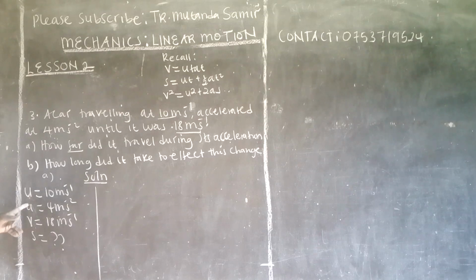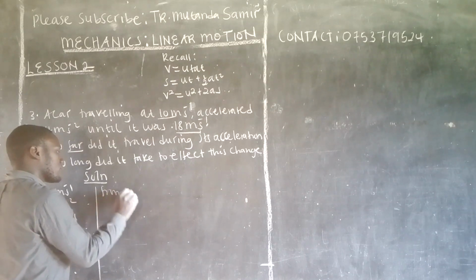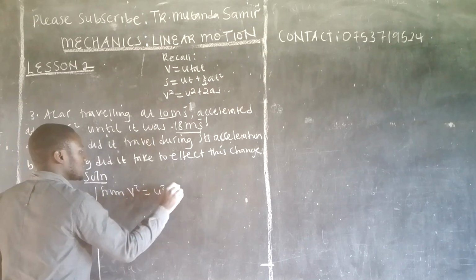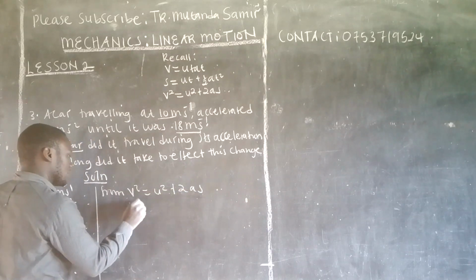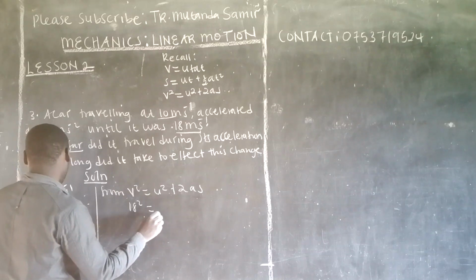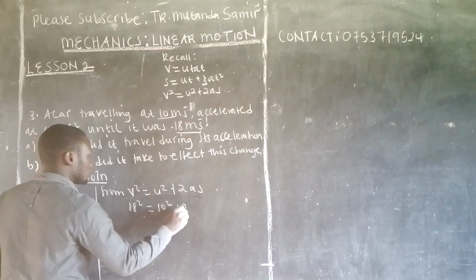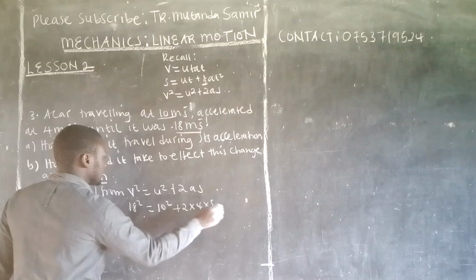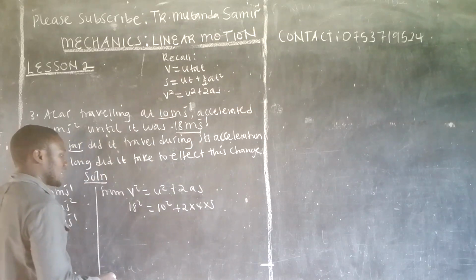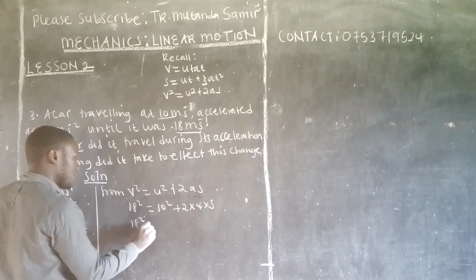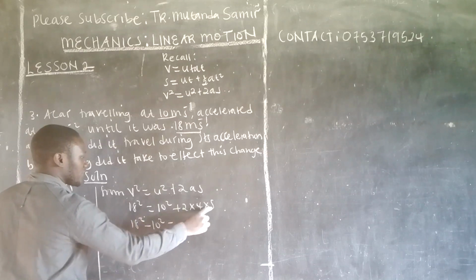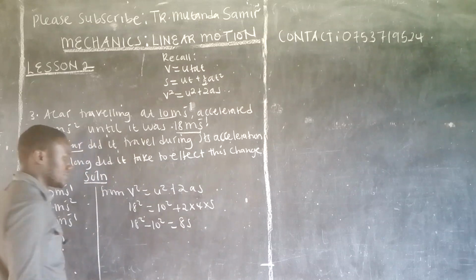I have U, A, V, S. Which equation of motion can work? It is this one: V squared is equal to U squared plus 2AS. We do not know how far. So V is 18, 18 squared is equal to 10 squared plus 2 times the A, which is 4, times S. Bring this side, 18 squared minus 10 squared will give us 2 times 4 times S, which is 8S.